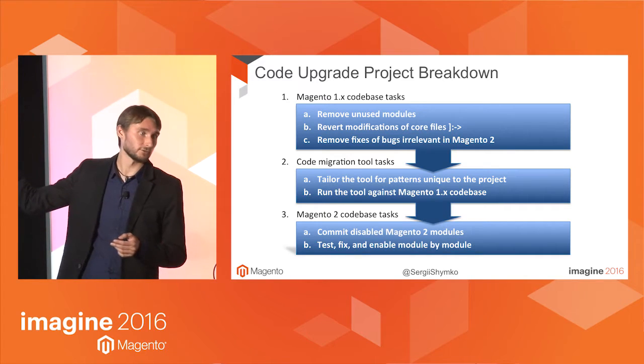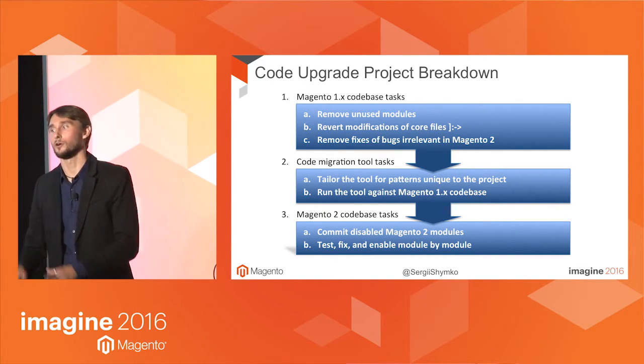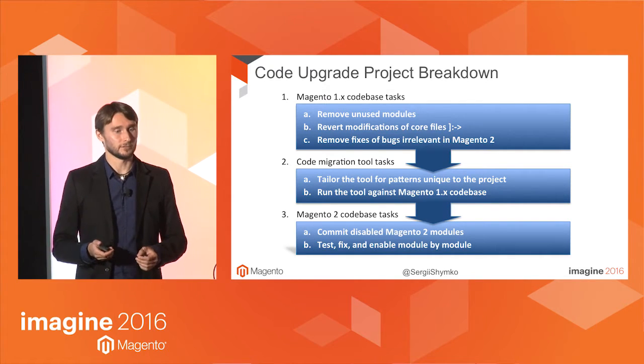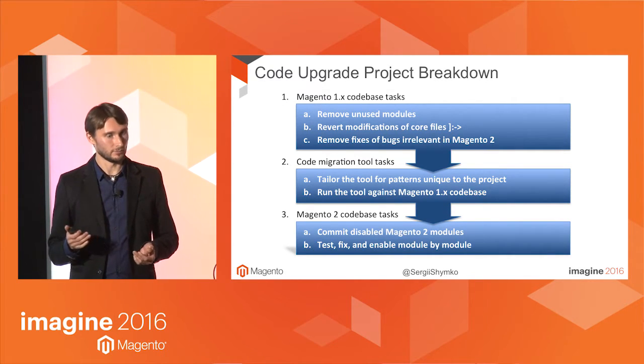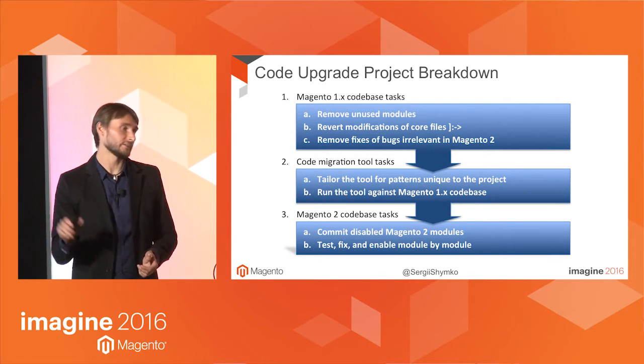All right, then run the tool. Once you run the tool, it generates all this code for Magento 2 modules. So the way I recommend to proceed from that point, I would say just disable all these modules, commit and push disabled modules, and you'll end up with kind of vanilla Magento 2. Make sure it works, they will be disabled, they will not affect it at all. So as I told you, it will require some manual work. So now is the time for this manual work.